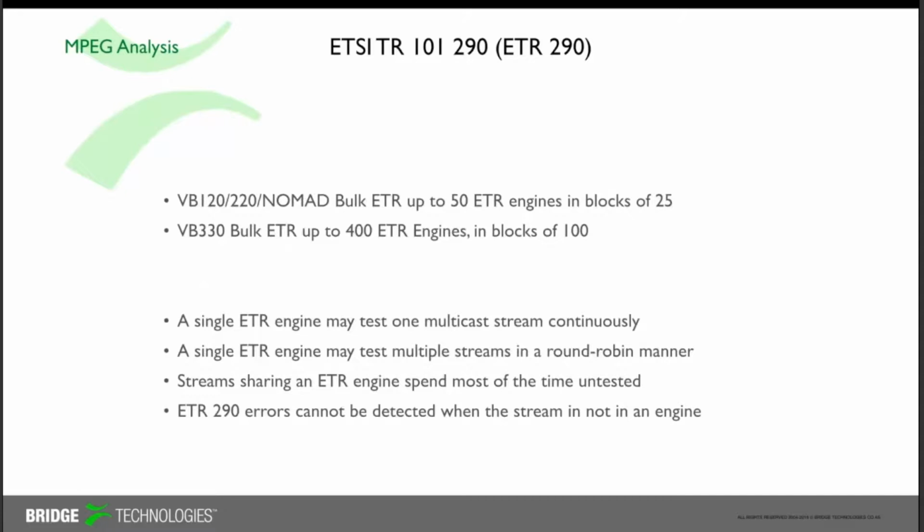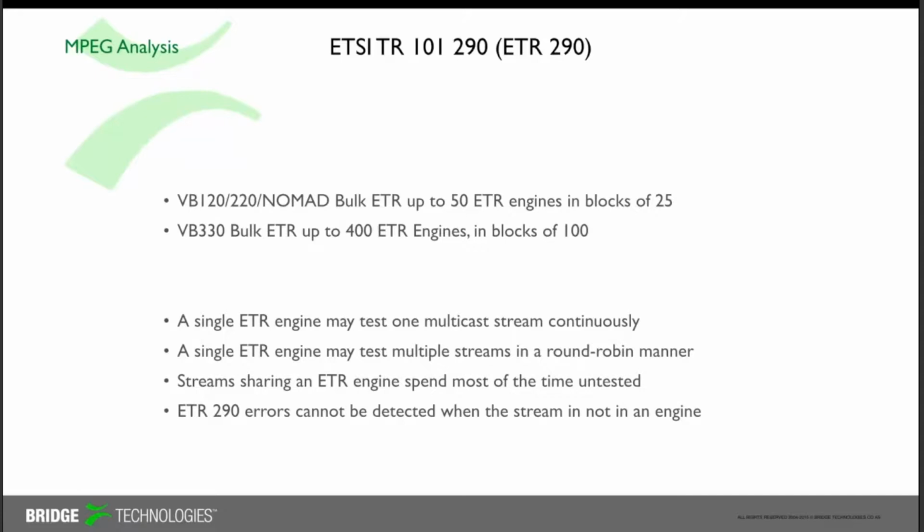So with the VB120 and the 220 and the Nomad, you can license up to 50 ETR engines in blocks of 25. That's called the bulk ETR option. So all of the 1 gig probes can have a maximum of 50 ETR engines. The VB330 10 gig probe can be licensed up to 400 ETR engines. That's a lot of processing. That's a lot of discrete 24/7 monitoring for those IP streams and MPEG streams.